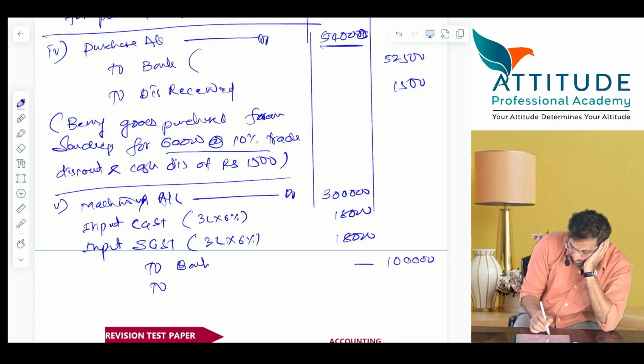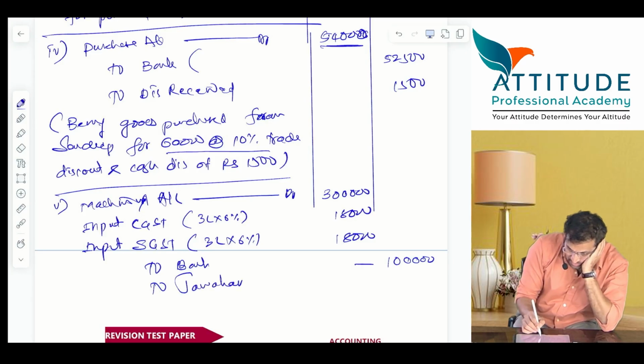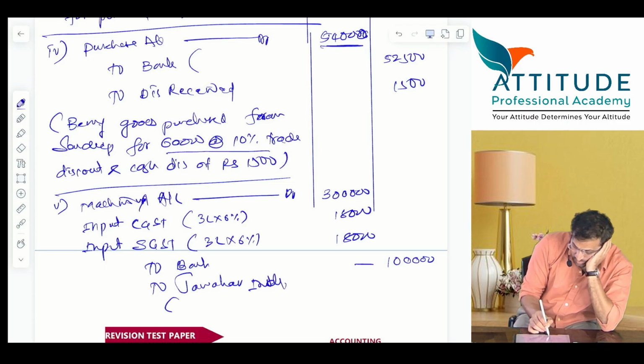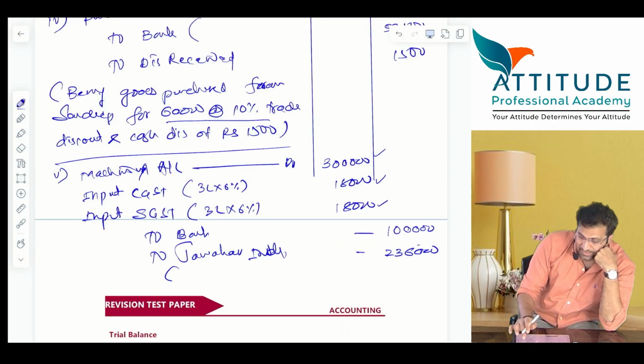1 lakh. To Jawahar Industries. Now Jawahar Industries को कितना दे दिया बोलो? पेबल कितना है? ये टोटल मिलाओ, 3 lakhs 18, 3 lakh 36 minus 1 lakh is 2 lakhs 36 payable to Jawahar. Is that clear?